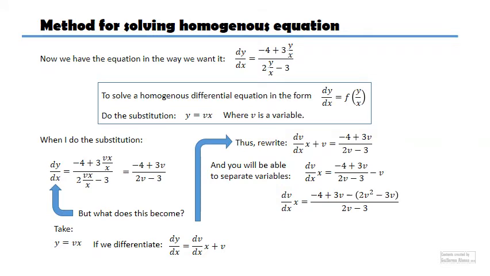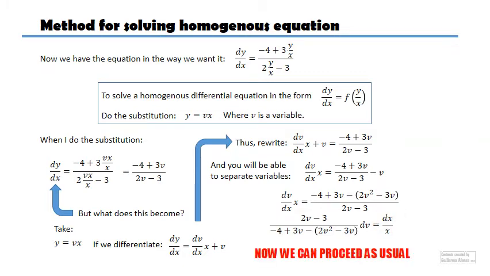Right? I can even open it up if I want to. And now I can actually just separate the equations. At this point, I can just do it like a separation equation. You see, now I have all the v's and dv's on one side of the equation, and all the x's and dx's on the other side. And we can now proceed as usual.